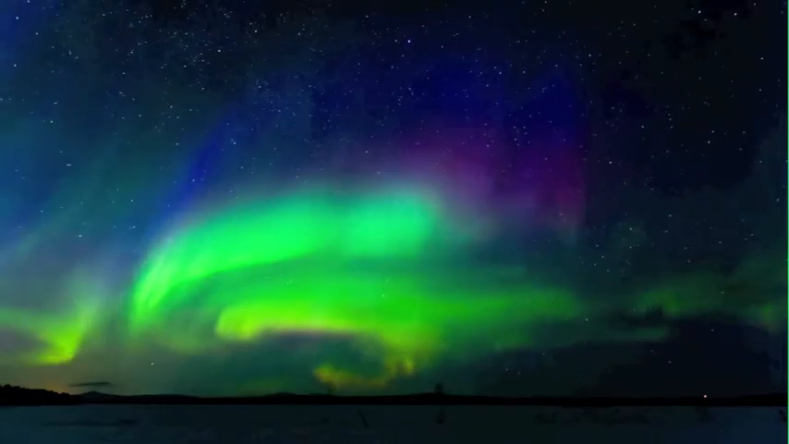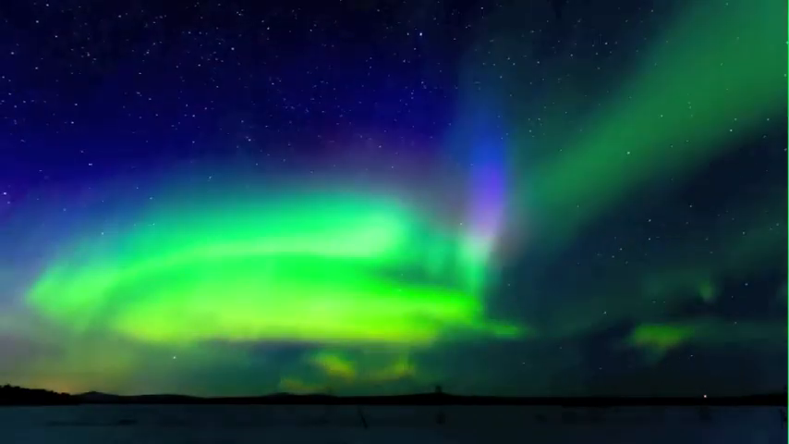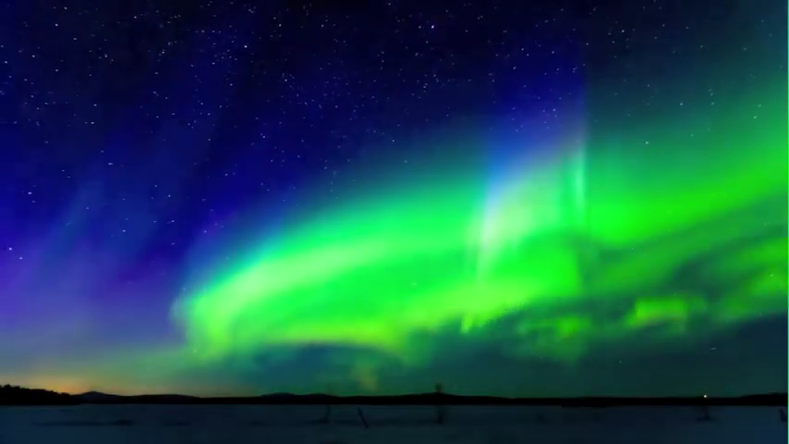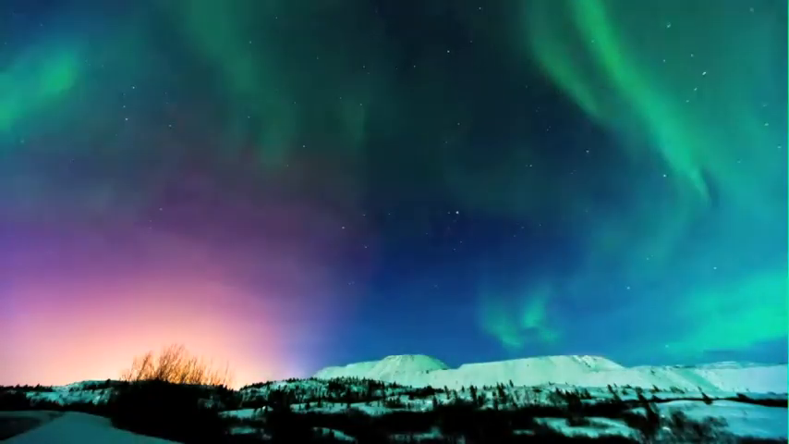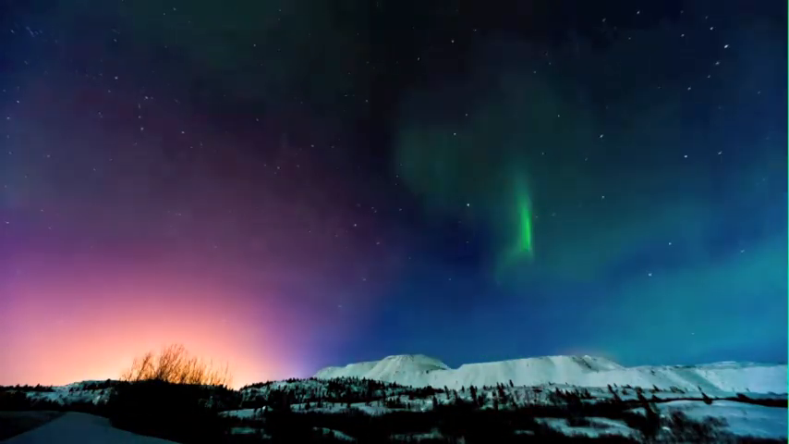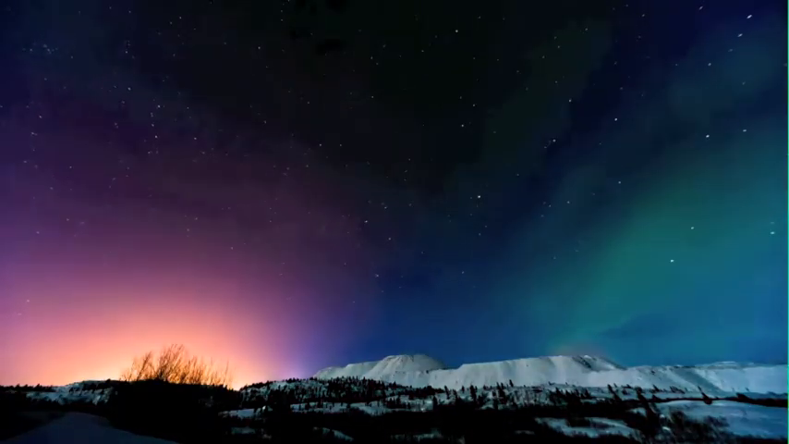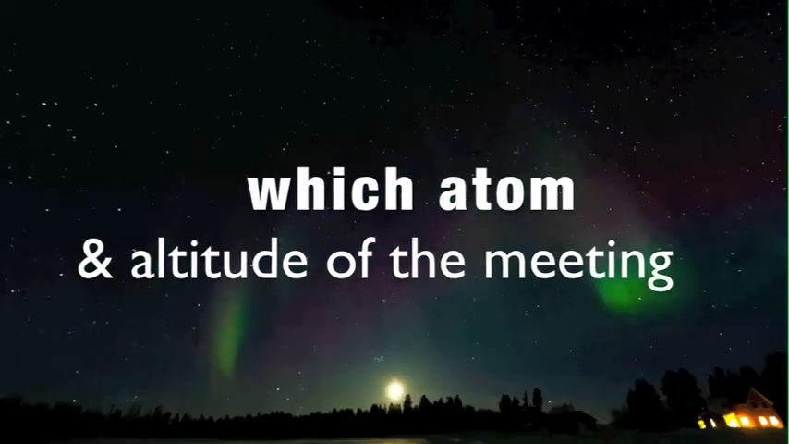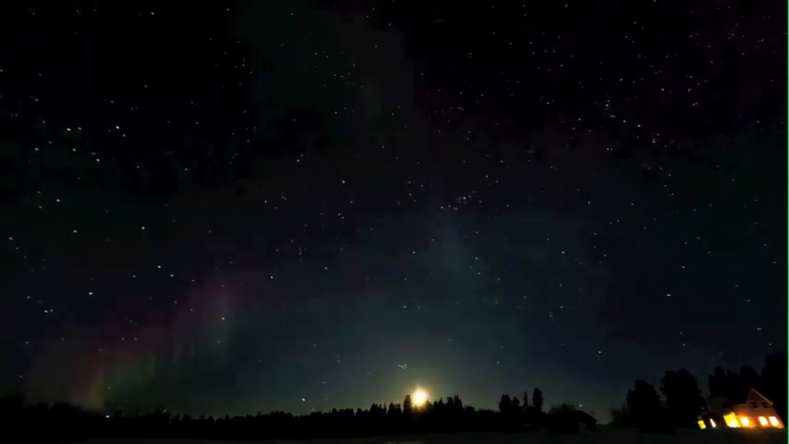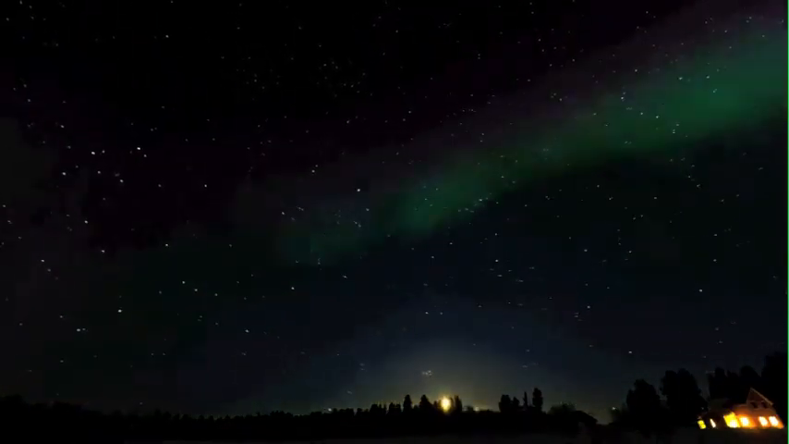As the electrons enter the Earth's upper atmosphere, they will encounter atoms of oxygen and nitrogen at altitudes from 20 to 200 miles above the Earth's surface. The color of the aurora depends on which atom is struck and the altitude of the meeting. Each creates a different shade of green, red, or blue.